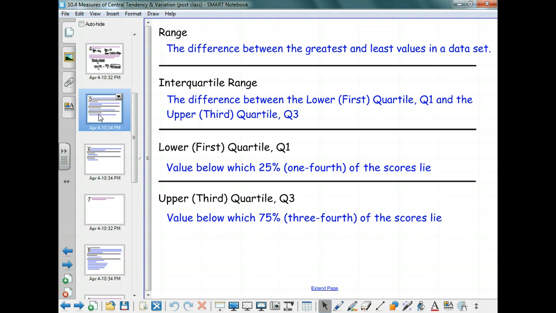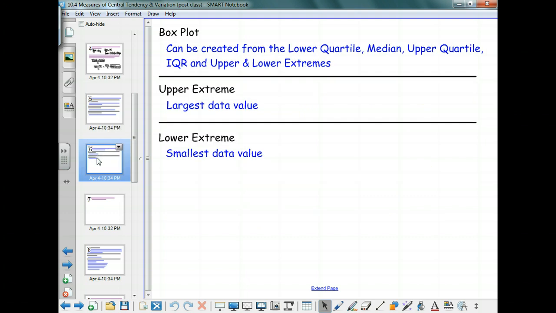So let's take a look. I think I have one more slide of information. Okay, related to the interquartile range and the quartiles is the idea of a box plot. You may or may not have seen this before. If you haven't, it's fine. But sometimes it's also called a box and whisker plot. Let's see why in a minute.